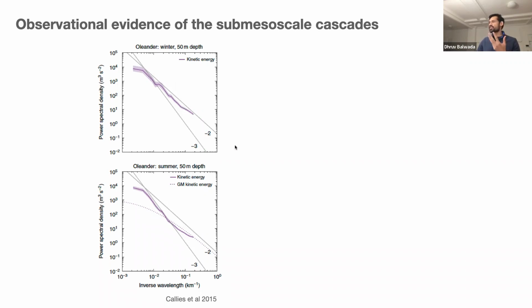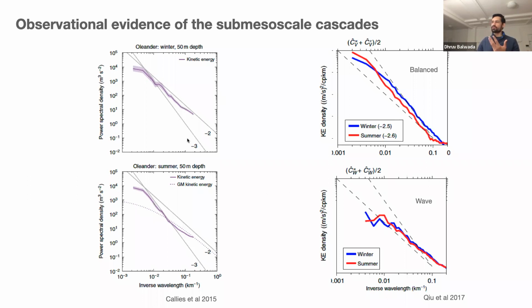A similar observation was made. This observation comes from a region near the Gulf Stream. A similar observation was made in the North Pacific, close to the Kuroshio, by Qiu et al. in 2017. Basically, they're looking at the kinetic energy spectrum as well. One extra step that they have done is to decompose the velocity field into a balanced part and another part that is wave-like, or unbalanced.